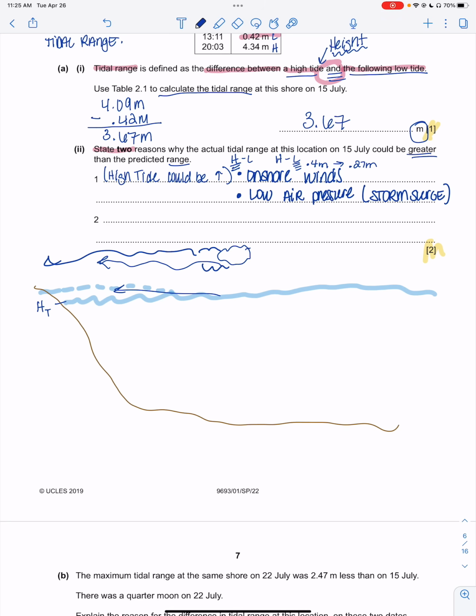I don't know why you couldn't say the high tide could be higher because of onshore winds, and then your low tide could be lower maybe because of higher air pressure or something. Maybe you could say onshore winds and then offshore winds, and then it's kind of contradictory. But for this mark, if you were going to talk about the high tide being higher, your 2 reasons needed to be about the high tide. If you wanted to discuss low tide, your 2 reasons need to be about low tide.